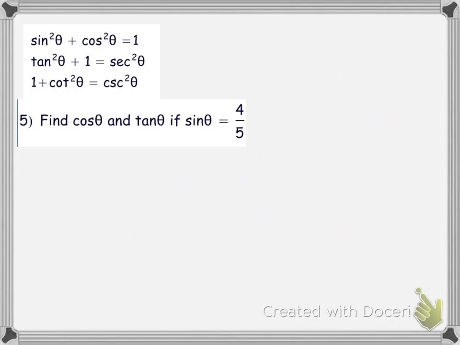Or to find other parts to it. Right now is all we're going to do. I have sine theta is equal to 4 over 5, and I'm looking to find cosine of theta. So because I'm given the sine of theta, I'm going to use the Pythagorean identity that has the sine in it, which is that first one.